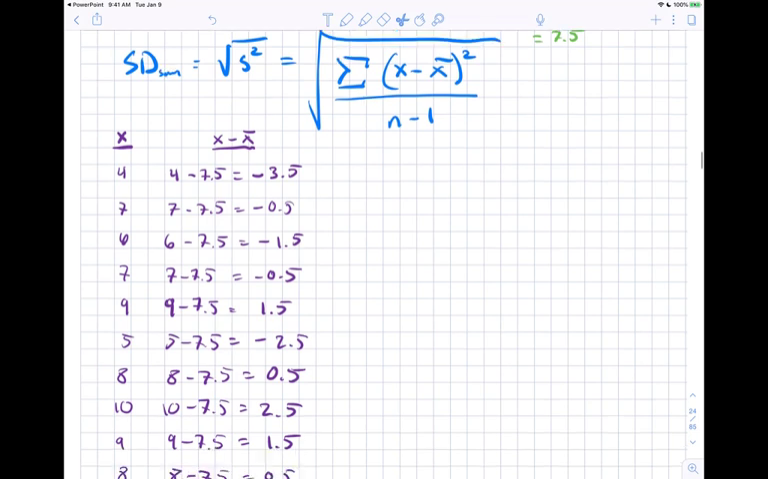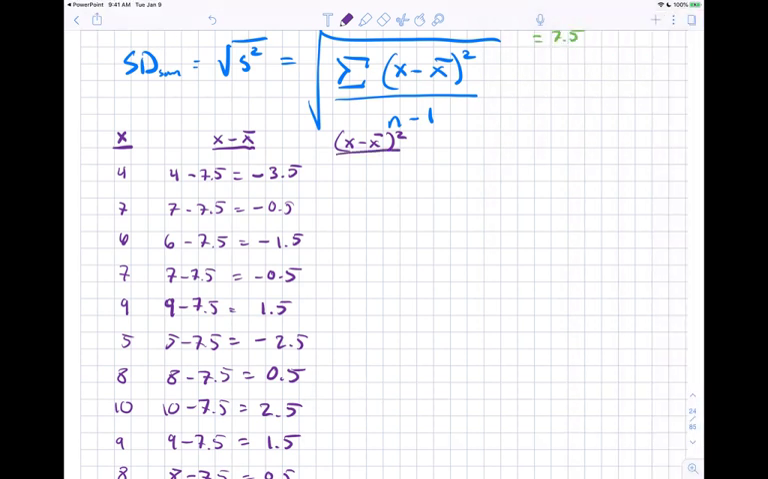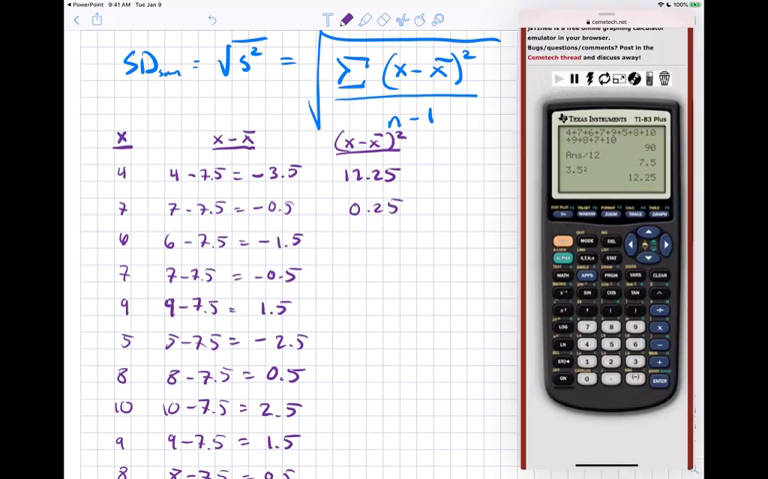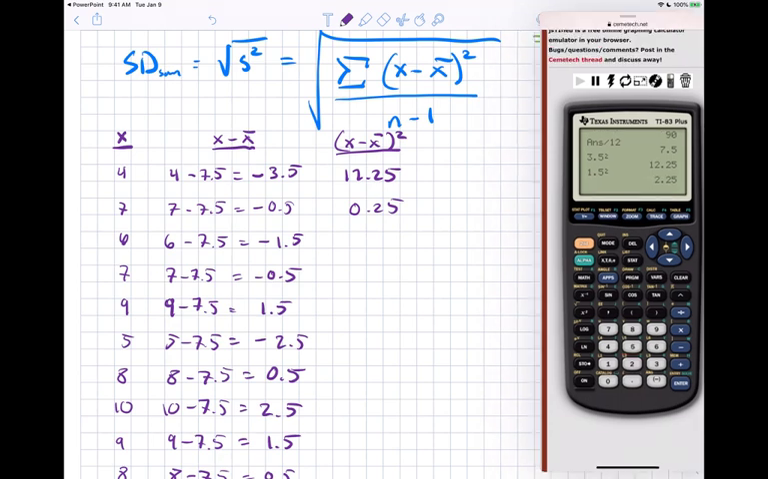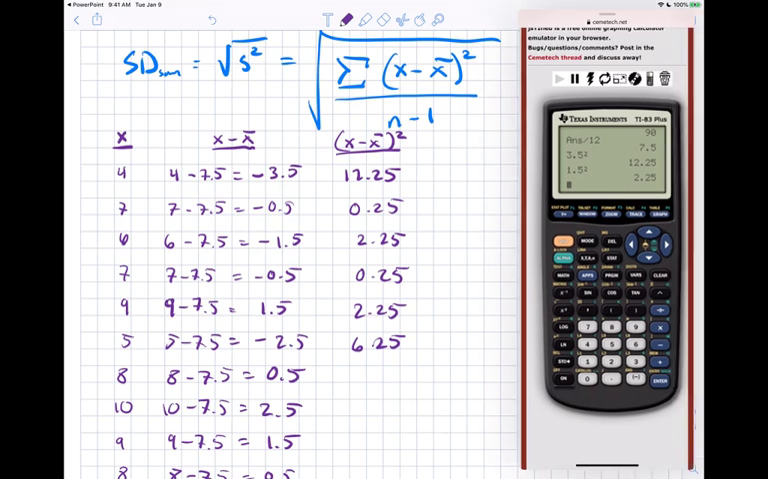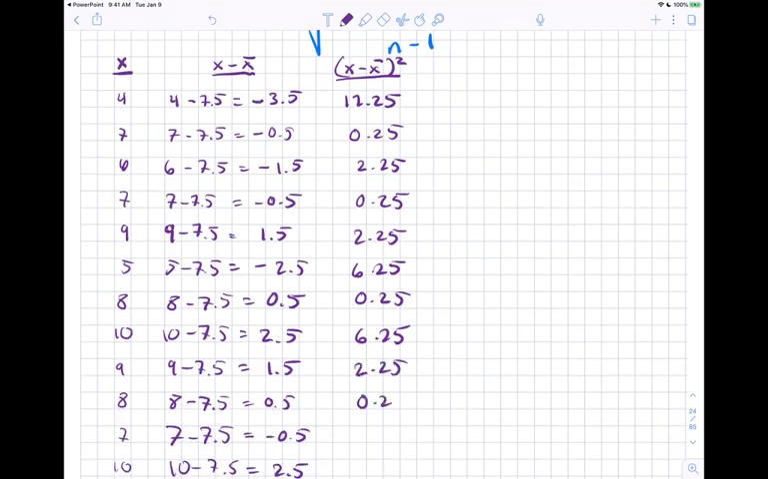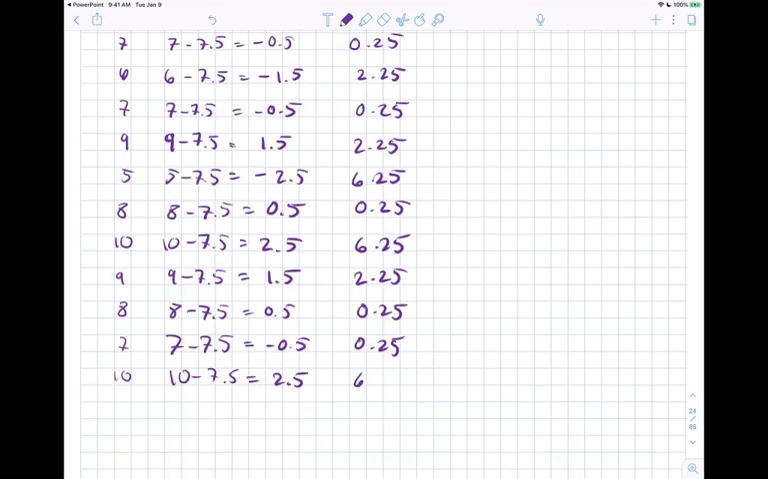So the next thing is the x minus x bar, each of those squared. What's 3.5 squared? 12.25. So this one is 12.25. This is 0.25, plus 2.25, 0.25, 2.25, I think that's a 6.25. 0.25, 6.25, 2.25, 0.25, 0.25, and 6.25. Okay, so we squared each of those entries.